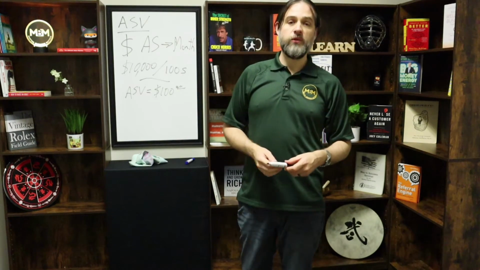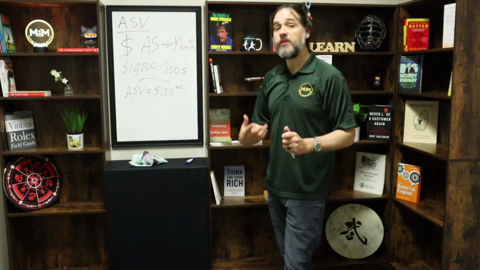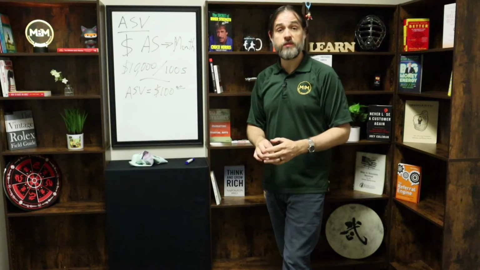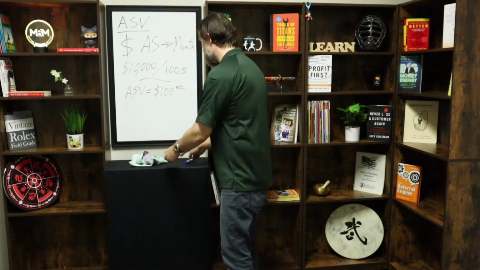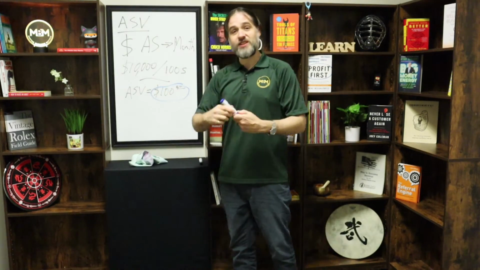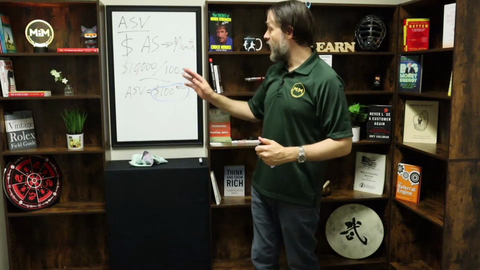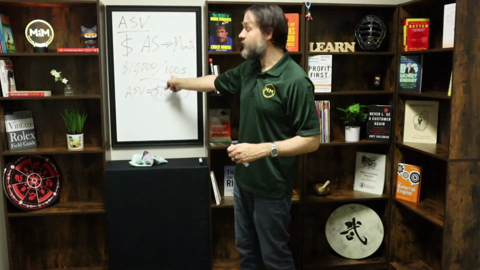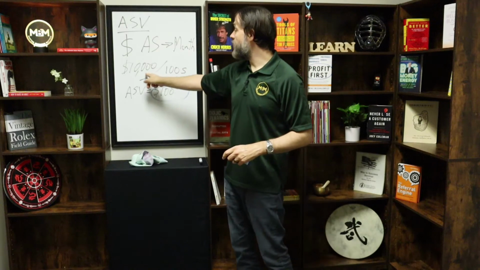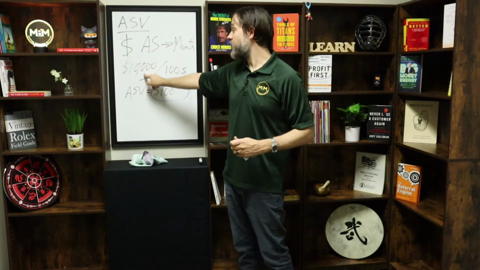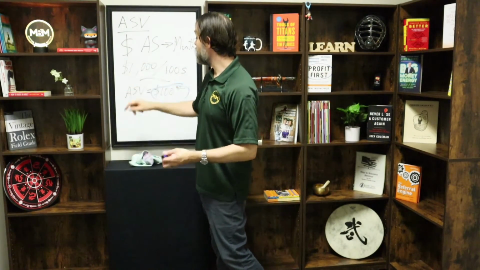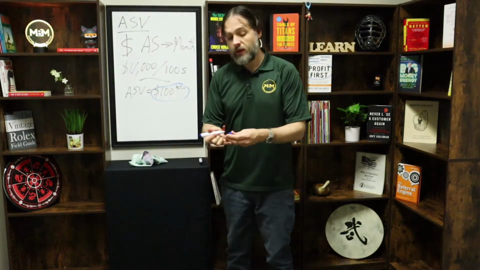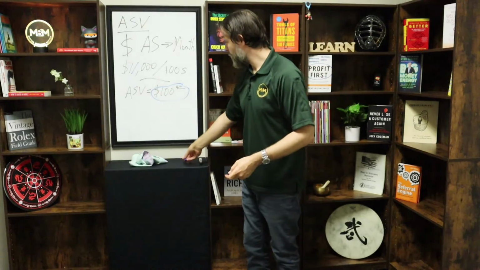What if your average student value wasn't $100? What if your average student value was $110? If your average student value went up by just $10 a month, what would that do to the revenue? If you had the same number of students and you brought the ASV, the average student value, up by 10 bucks, what would it do to the gross revenue? Well, 10 times 100, and that $10,000 becomes $11,000.